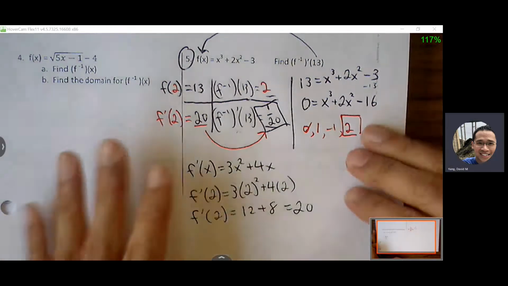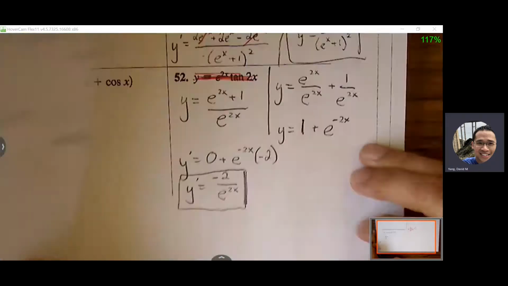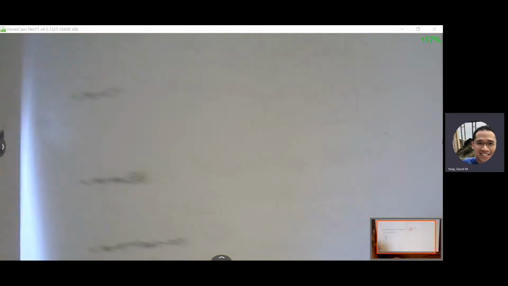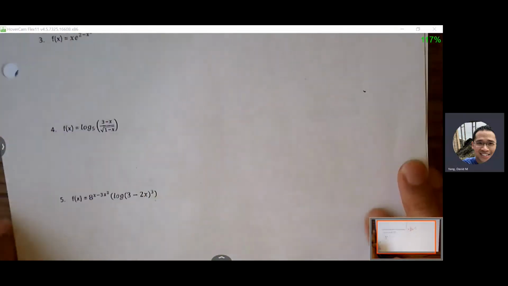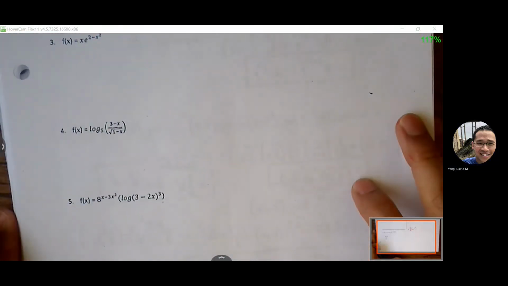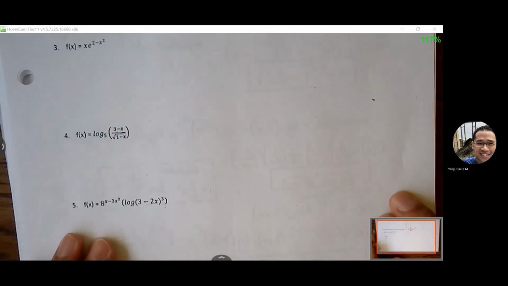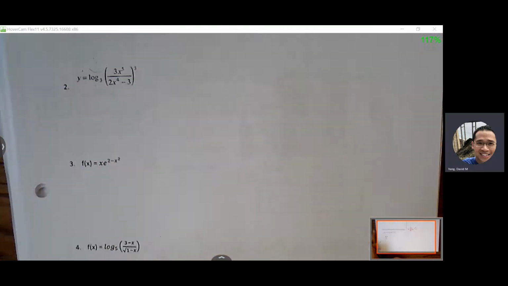All right, so we hit some of the big topics from 5.1 and 5.3. Let's do a couple problems from 5.4, 5.5. So I think the very last page of your packet, there's a 5.4, 5.5 review. Let's just do 2 more problems. Let's do number 2 and let's do number 4.